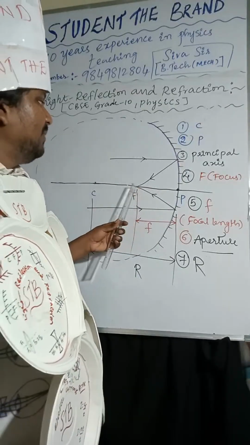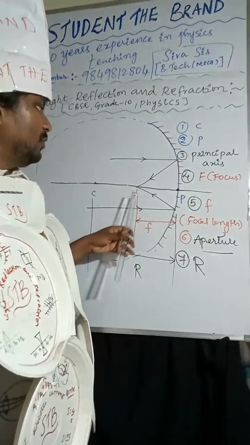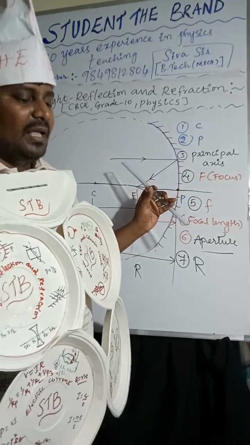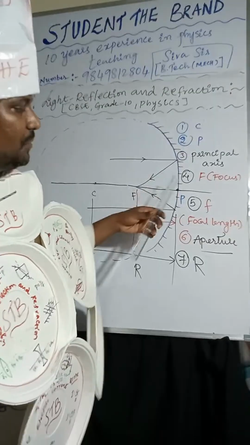After reflection, all light rays will meet at one point on the principal axis, that is called focus. The distance between focus and pole is called focal length.